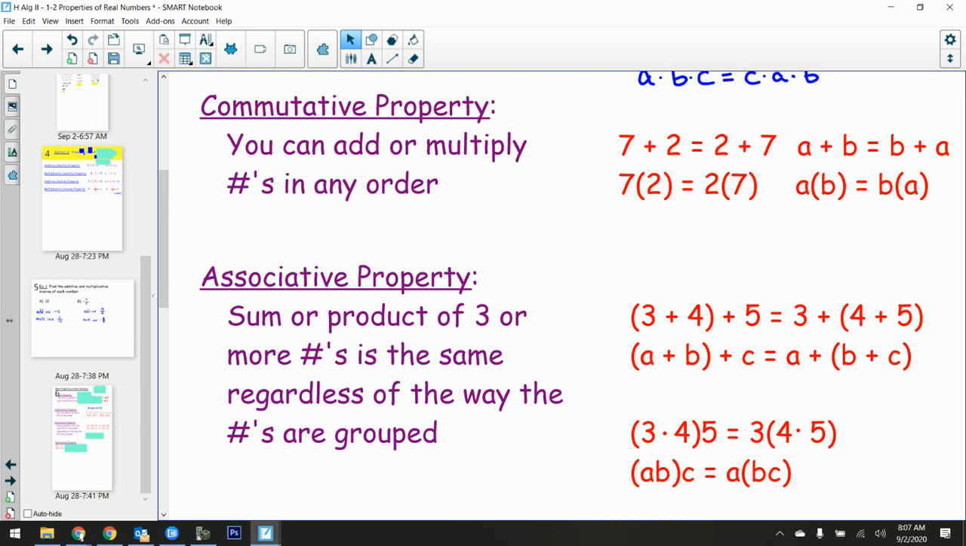And again, the same applies for multiplication. I can change the way they are grouped, and that does not change the final outcome. 3 times 4 is 12, times 5 is 60. 4 times 5 is 20, times 3 is 60. It does not change the final outcome, regardless of how I group them together initially. Again, I did not change the order. Changing the order would demonstrate the commutative property. Changing the groupings would demonstrate the associative property.